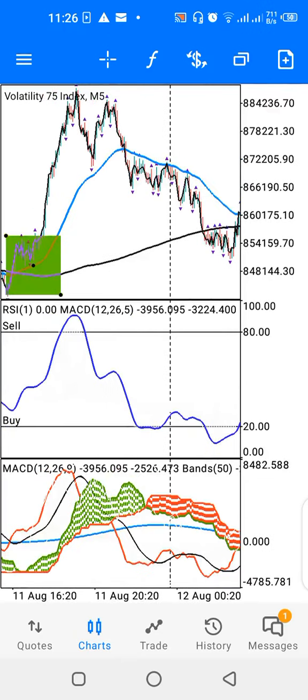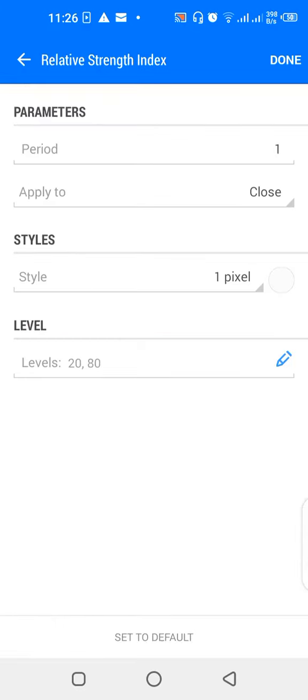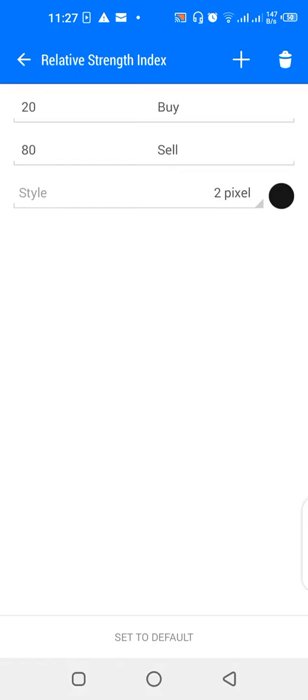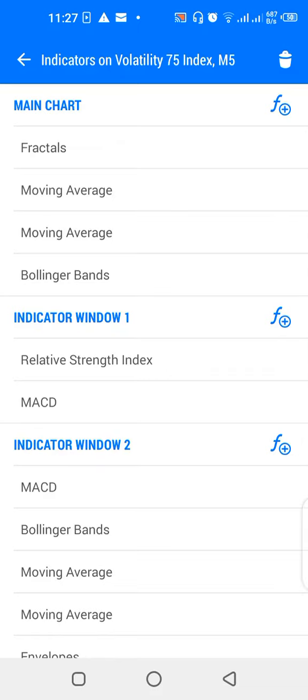Now let's go straight to indicator window 1. Let's look at the settings, the parameters. We have just 2 indicators: the relative strength index and the MACD. For the relative strength index, the period is 1, apply to close, no color. On the levels, we have 20 for buy and 80 for sell. The color for the level is black. That's that for the RSI.